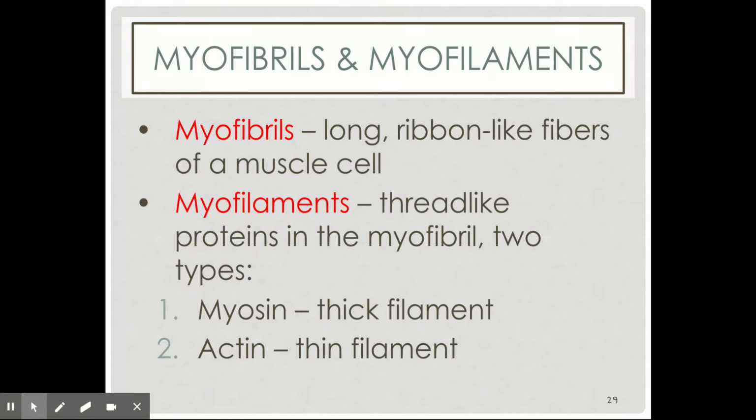So just a recap of some vocabulary words. Your myofibrils are long, ribbon-like fibers of a muscle cell, and we just saw what those were. So your muscle cell has many, many myofibrils. Inside of your myofibrils, you have myofilaments. These are proteins inside of your myofibril, and you have two types of myofilaments. The first type is myosin, which is the thick filament, and then actin, which is your thin filament.